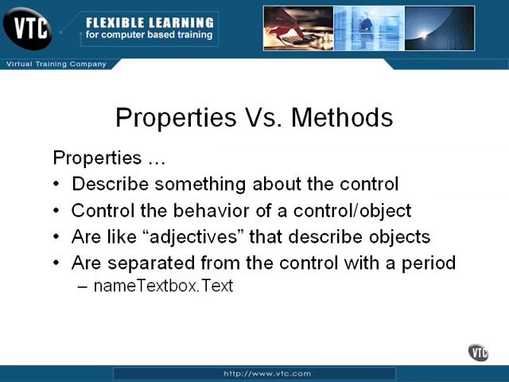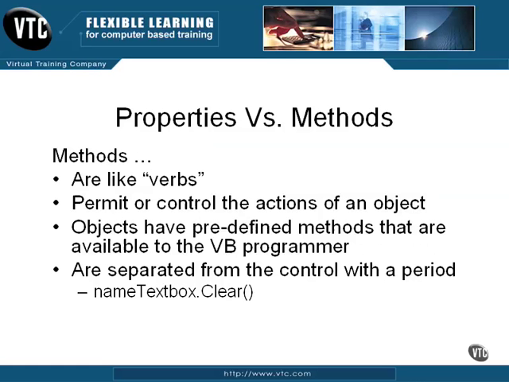Take note that there is nothing after the word Text. That is, there are no parentheses. The reason this is important to note is that this is one of the differences, or one way you can tell a difference between a property and a method. As you will see on the next slide, a method will be followed by a set of parentheses, where properties do not.